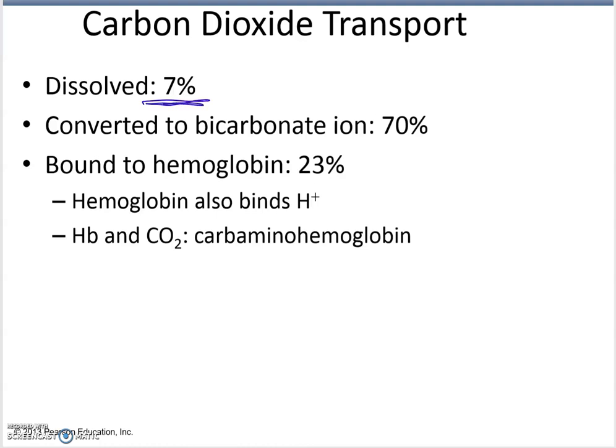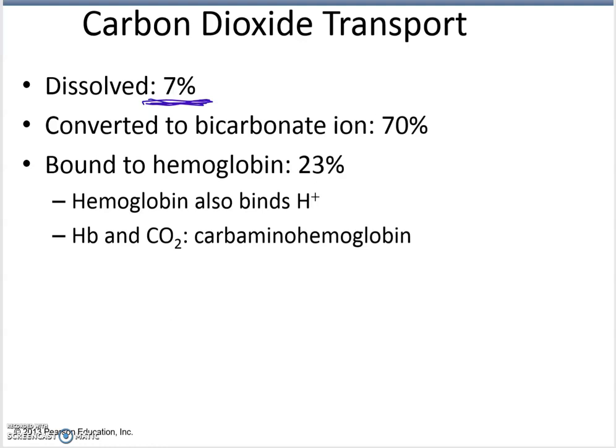7% of your carbon dioxide waste load will be dissolved in plasma. And so we saw earlier that even oxygen can dissolve to some extent in plasma. It's not much, but it's some. And CO2 is not different. It also can dissolve to some extent in plasma, but that will be only 7%. Now what happens to the rest?